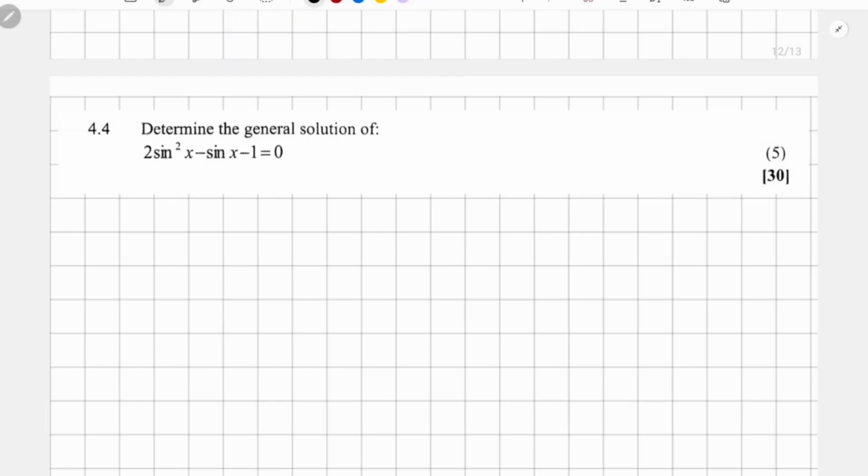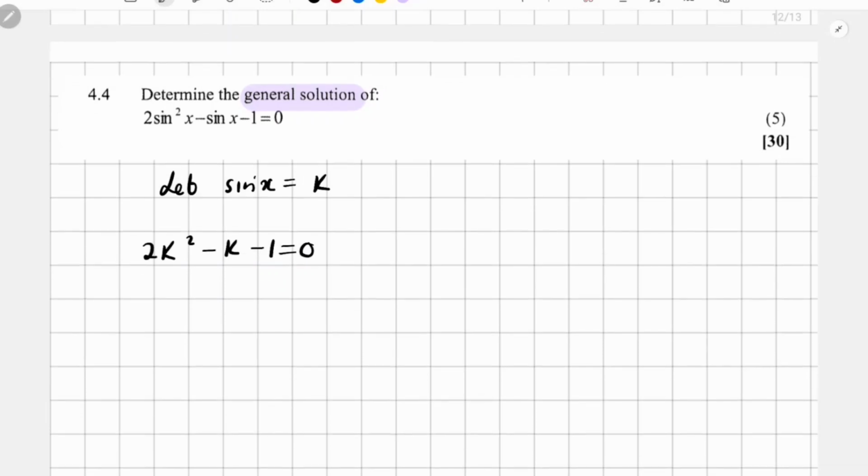Okay, question 4.4 says, determine the general solution of this expression. So find the general solution of 2 sine squared of x minus sine x minus 1 is equal to 0. I want you to look at that expression and ask yourself, what does it remind me of? It actually is a trinomial. So let's imagine that sine of x was k. Let's replace sine of x with k. So that's going to be 2k squared, because that's sine squared of x, minus k minus 1 is equal to 0.